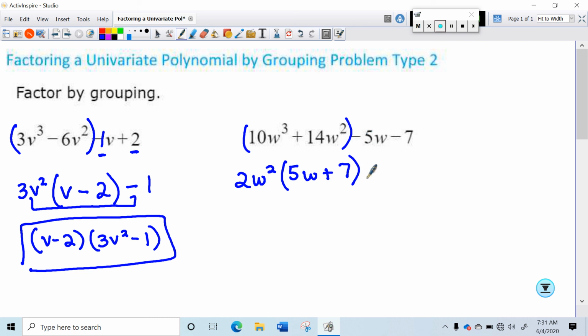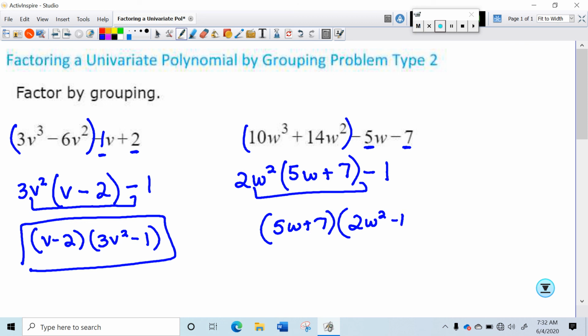Close your parentheses, bring down the minus sign, look at the numbers that are left. 5 and 7, nothing appears to be in common, so you put a 1. So I have what's in the parentheses, and then the two things that are outside the parentheses have to go together, and you are finished.